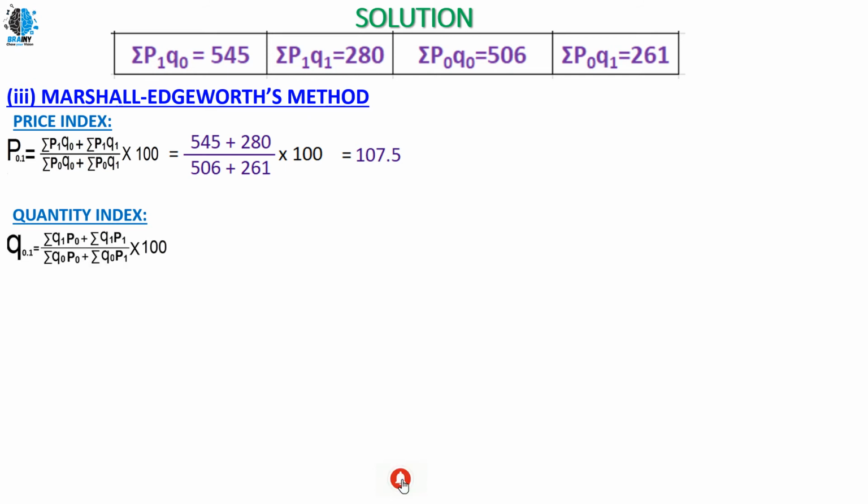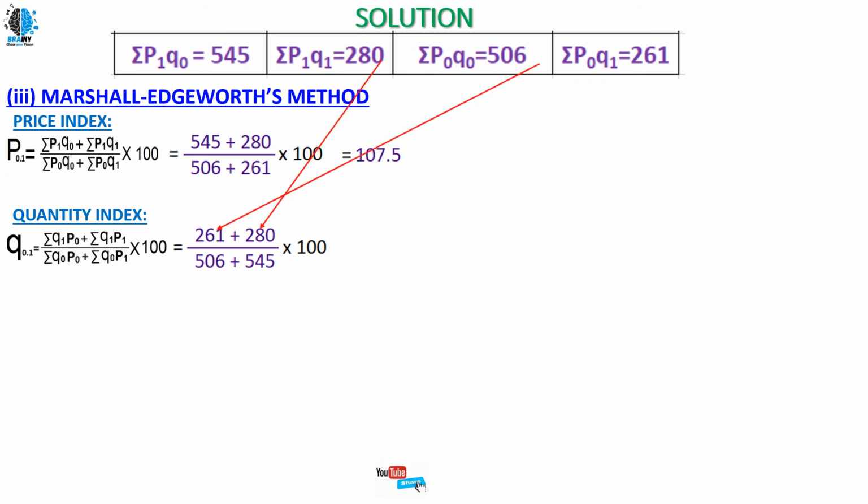Next we have the quantity index. Under the quantity index we have the values 261 plus 280 divided by 506 plus 545. If I do the calculation, the final value I get is 51.4.